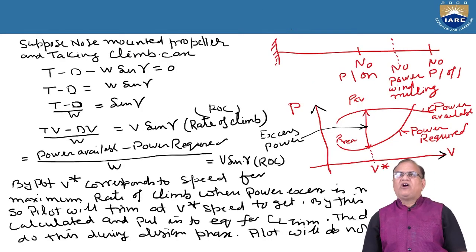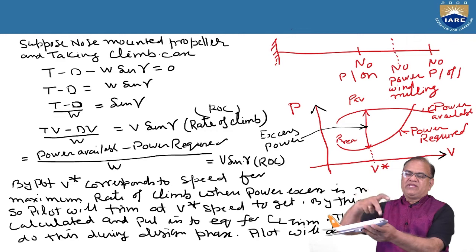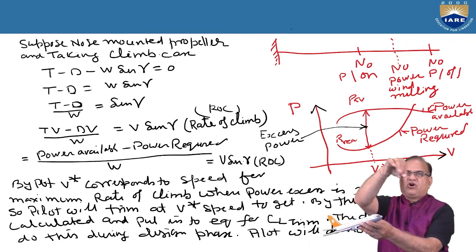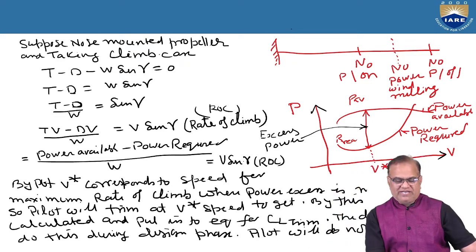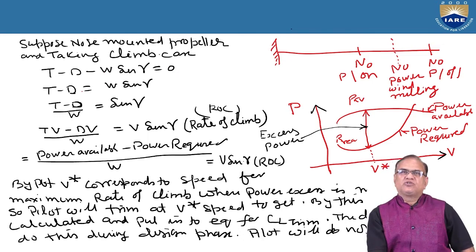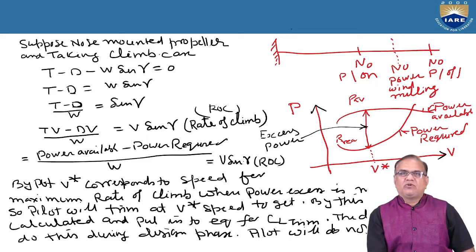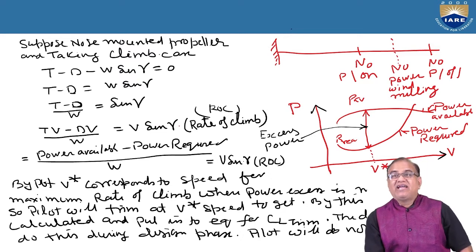Now we have to see that suppose a propeller is mounted at the nose of the aircraft. Here one propeller is like this and it is rotating like this. So we know that T minus D minus W sine gamma is equal to 0. So T minus D is equal to W sine gamma. So T minus D by W is equal to sine gamma. If you multiply it by V, TV minus DV by W is equal to V sine gamma. And this V sine gamma is the rate of climb.